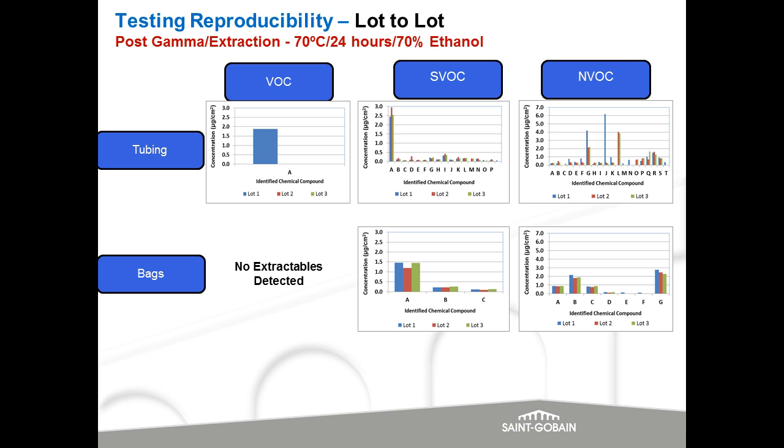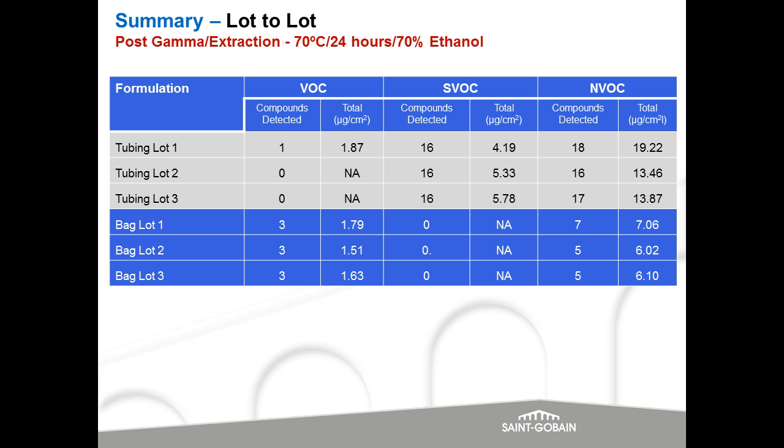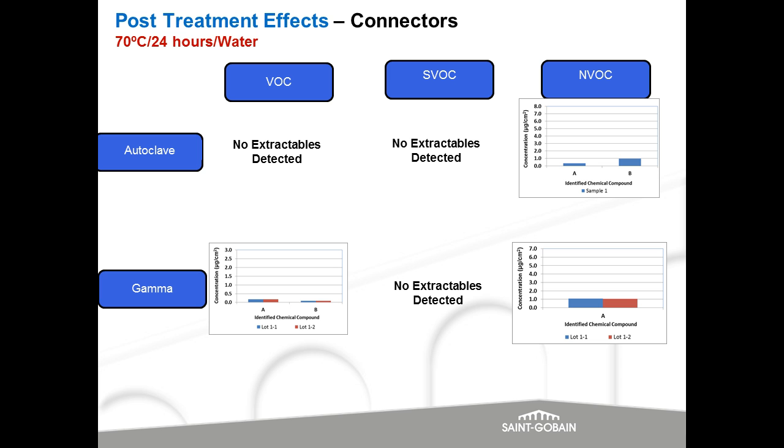Here, this is looking at, again, with ethanol. I'm going to focus in on this next slide. So here we're looking at the post-treatment effects of connectors. And these were done at 70 degrees C, 24 hours in water. And if we look at a post-autoclave versus a post-gamma radiated, we can see that we generally get more out after post-gamma radiation. And that's been our consistent finding across the board for all materials of construction and product form factors.